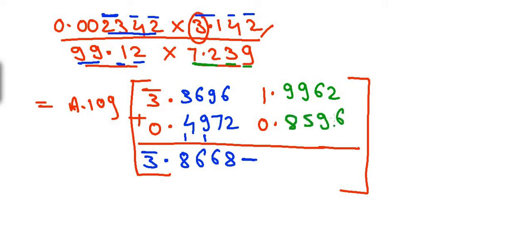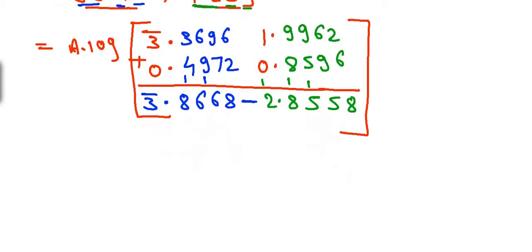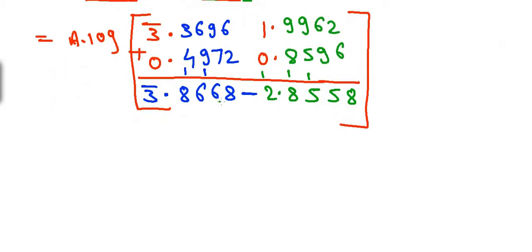0.8596. Let us add these. 6 plus 2, 8. 9 plus 6, 15. Carry forward 1. 5 plus 1, 6, plus 9, 15. Carry forward 1. 8 plus 1, 9. 9 plus 9, 18. Carry forward 1. 1 plus 0, 1, plus 1, 2. So now we have to perform this subtraction. Bar 3.8668 minus 2.8558.